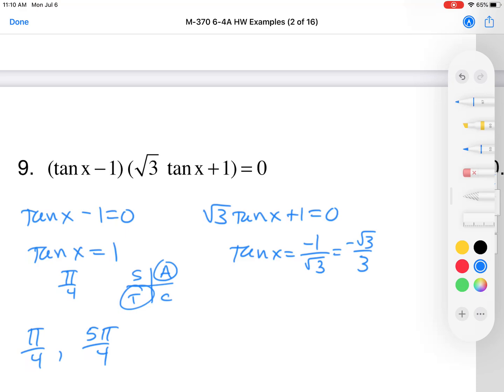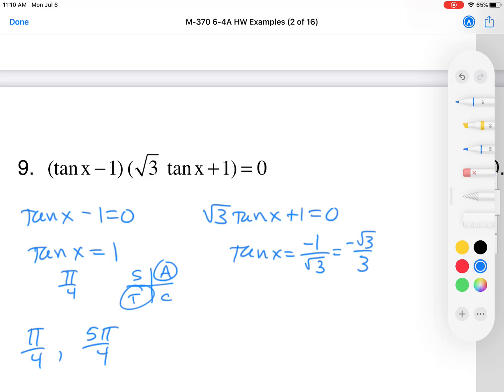Now, root 3 over 3. I don't have my tangents memorized. I do know that sine of pi over 6 is 1/2, and that cosine of pi over 6 is root 3 over 2. And I do know that tangent is sine over cosine, and if I think about that, that's going to be my guy. Because when I take 1/2 and divide it by root 3 over 2, the root 3 ends up on the bottom, which is what I want.